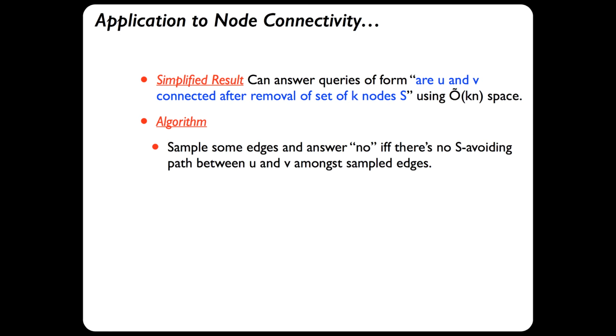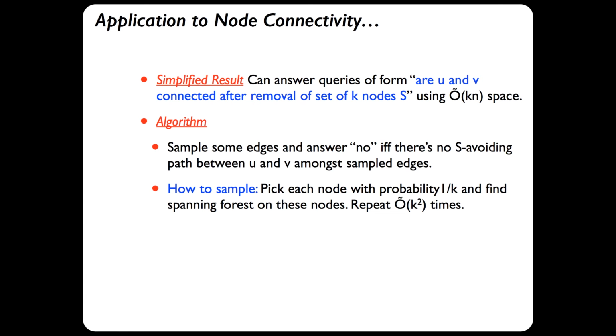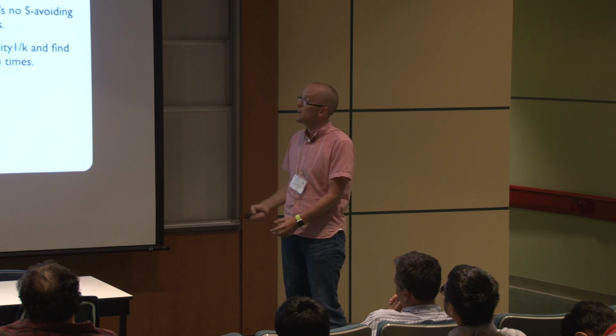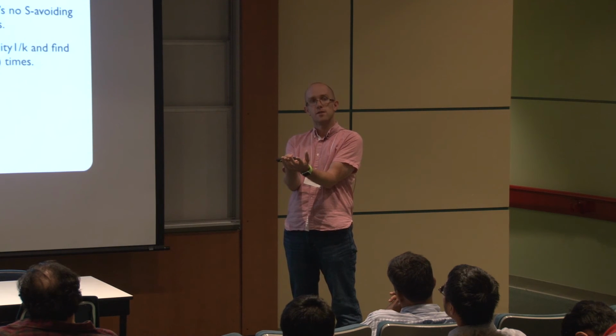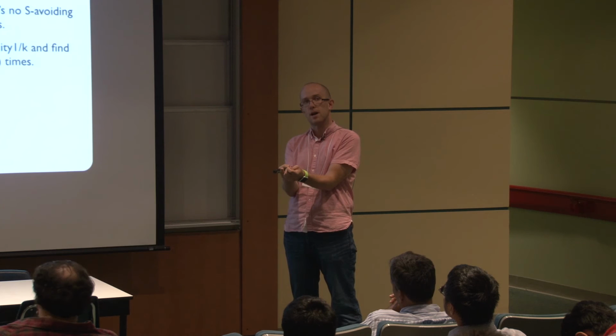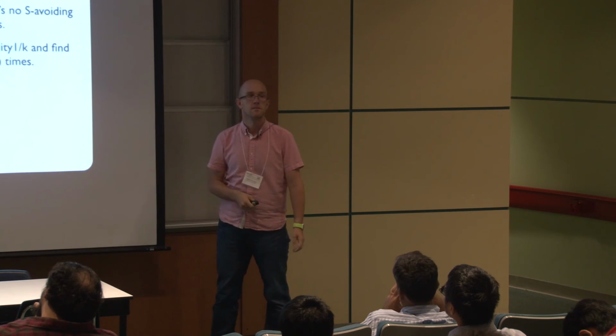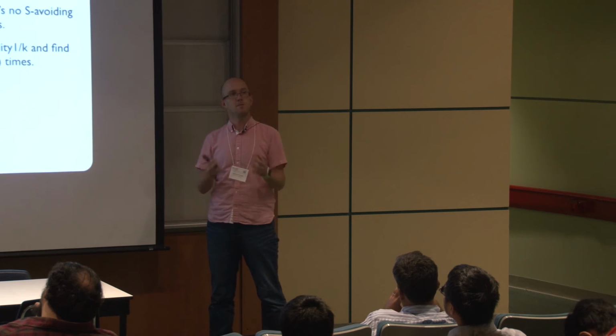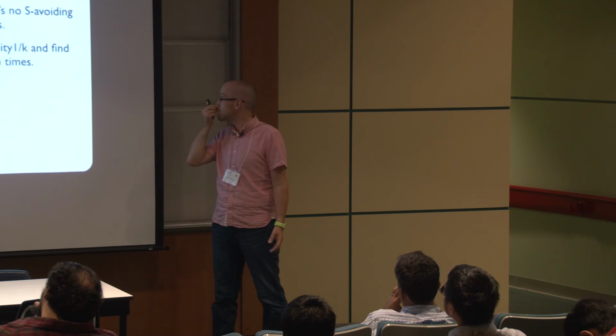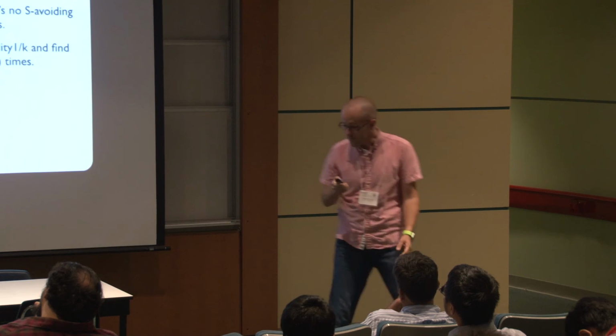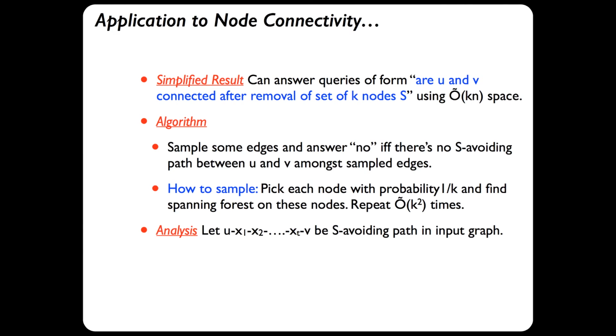Of course, the devil's in what does sample mean. With densest subgraph, it was uniform sampling. With matching, it was sampling. In this case, you pick each node of the graph with probability 1 over k, and then you construct a spanning forest on the remaining induced subgraph. And then you repeat this order k squared times. Again, a fairly simple to describe sampling process, should be implementable in a variety of models. The analysis is not too complicated.